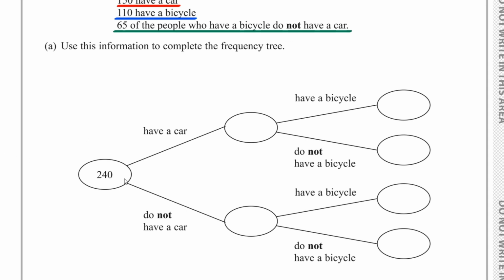We've got 240 people in total, and we know that 150 have a car, and 65 people who do not have a car have a bicycle. So with this we can finish the rest of the information. There are 110 people who have a bicycle. First of all, 150 plus 90 gives 240, and 65 plus 45 gives 110, 45 plus 105 gives 150, 65 plus 25 gives 90. So here is the completed frequency tree.